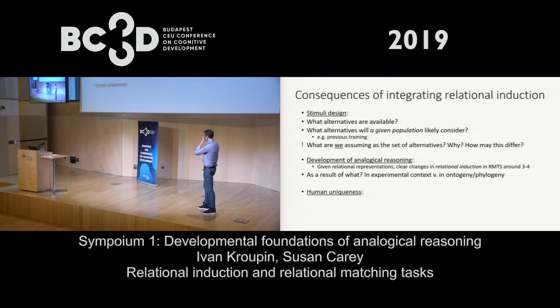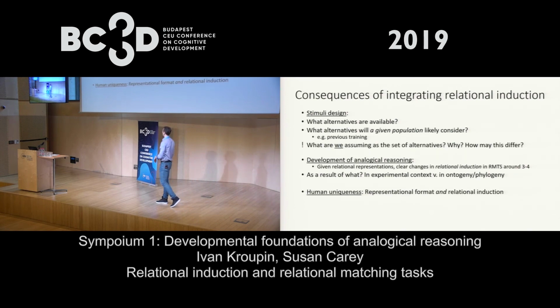And finally, I think focusing on relational induction is important for considerations of the human unique aspects of analogical reasoning. Of course, there are certain representational formats that only humans can generate. But I think it's an interesting and important question to consider: are there also human unique aspects to what we tend to use those representations for? Even if we share a representational format of same and different with other animals or young children, do we use it in the same context?